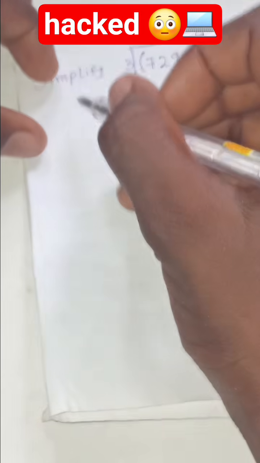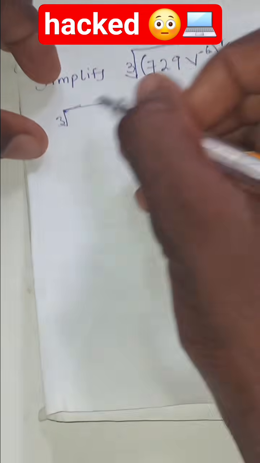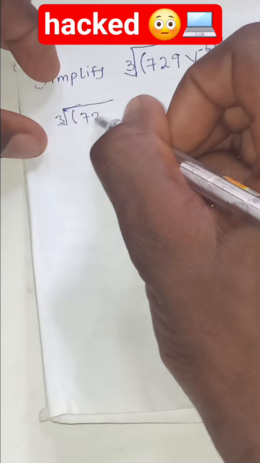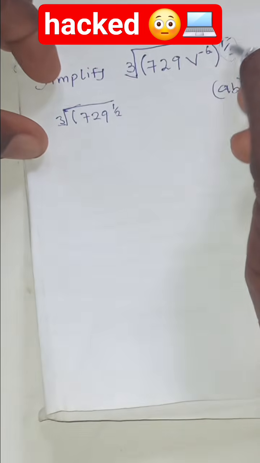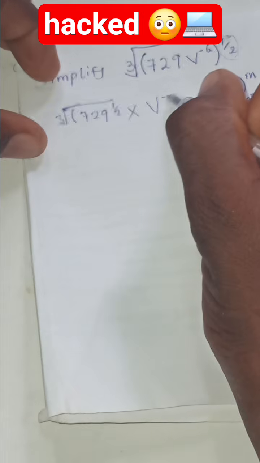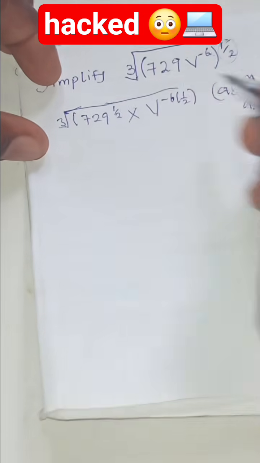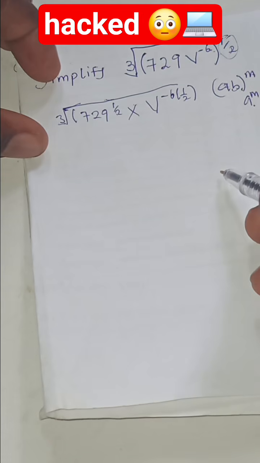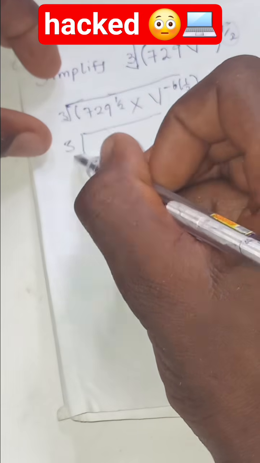So we're going to be having our cube root, and we have 729. So 729 is going to be raised to 1 over 2, because I'm going to be separating this root now for both of them, times v to the power of minus 6, all to the power of 1 over 2. Everything is inside the cube root.